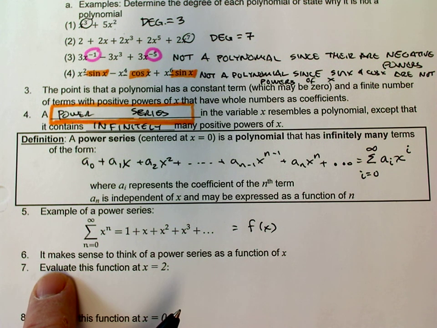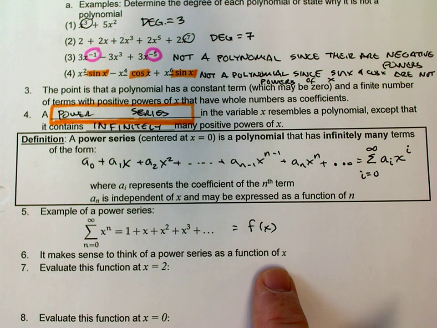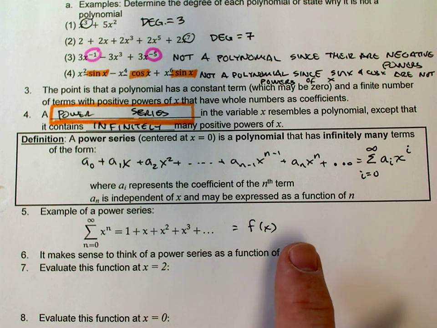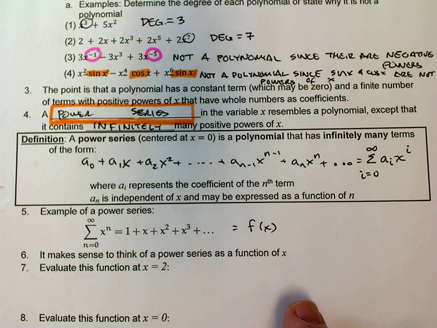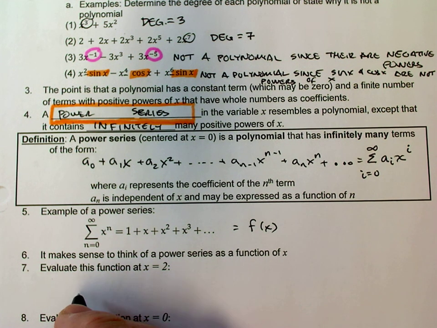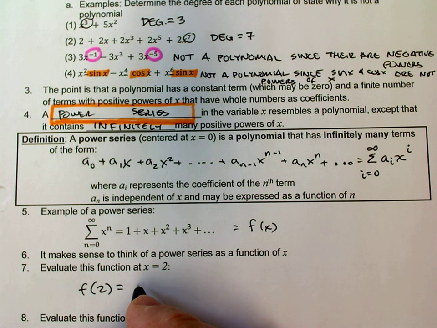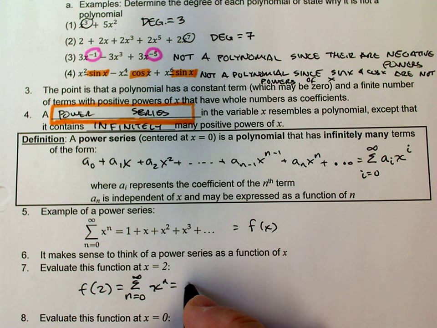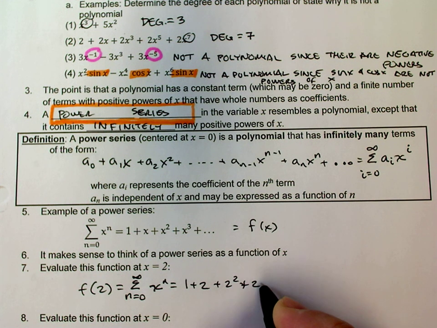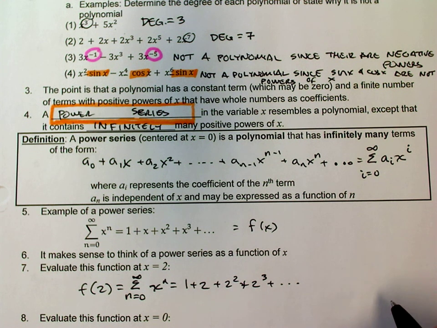Just a note here, we want to think of these also as a function of x. As x changes, then the value here will change. So let's go ahead and find f of 2, which will be the sum from n equals 0 to infinity of x to the n, and when x equals 2, this will be 1 plus 2 squared plus 2 cubed plus forever and ever and ever.